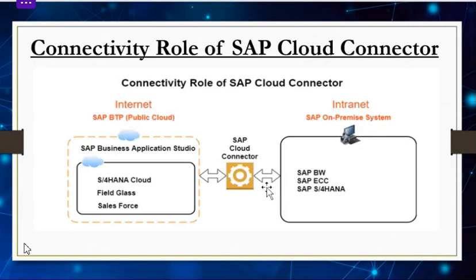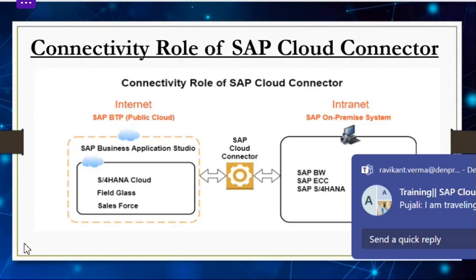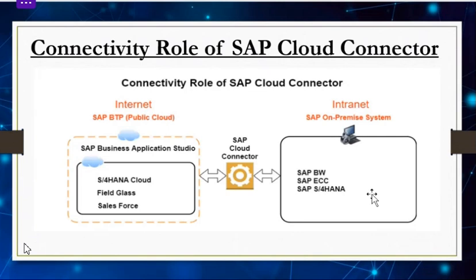The Cloud Connector installed in our premises is the one that initiates the communication connection. It creates a secure communication tunnel. This tunnel is used by SAP Cloud products to communicate with your internal system securely. Here on the right side is the intranet in our premises, with applications like SAP BW, ECC, and S/4HANA. On the left side are SAP Cloud applications like S/4HANA Cloud, Fieldglass, and Salesforce.